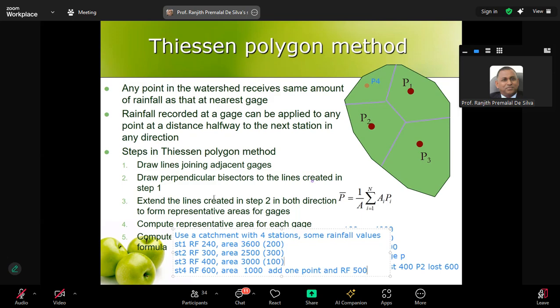So if we have 4 stations having rainfall 240, 300, 400 and 600, and we have 4 areas having 3,600, 2,500, 3,000 and 1,000, and we add a new point with rainfall 500, and that new station is formed of 200 from station 1, 300 from station 2, 100 from station 3. So I'll simply double this area, 4, 6, 2, right. And then with the new point having rainfall 500, calculate the average rainfall now. So first calculate the original data, 4 stations, what is the average, then add the new point, calculate the average.